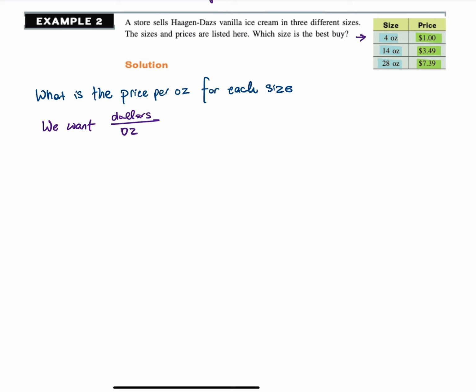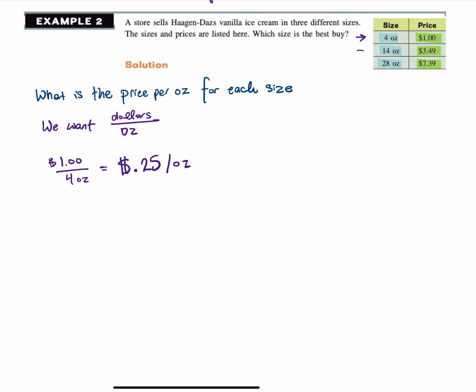For the first size, it's $1 for 4 ounces. So let's take the price, which is $1, and divide it by 4 ounces. So 1 divided by 4, you'll get a decimal, 0.25, which is 1/4. Imagine a fourth of a dollar, which is a quarter, or 25 cents. So we can say $0.25 per ounce. That's how much you pay for every ounce in that size.